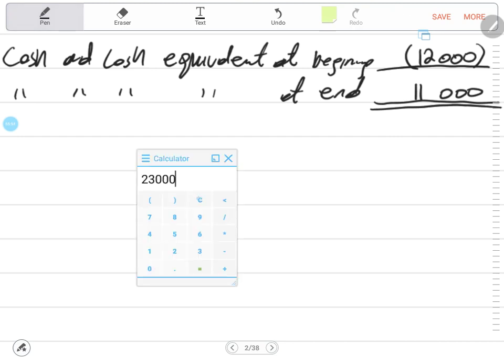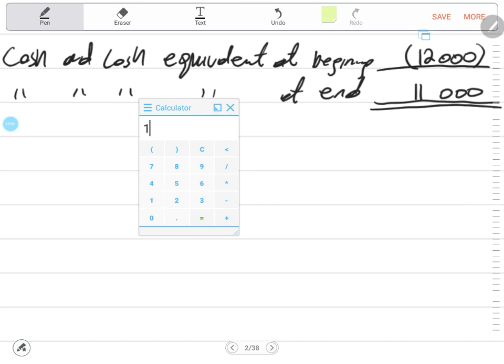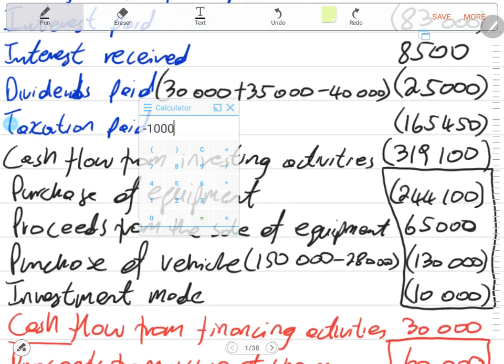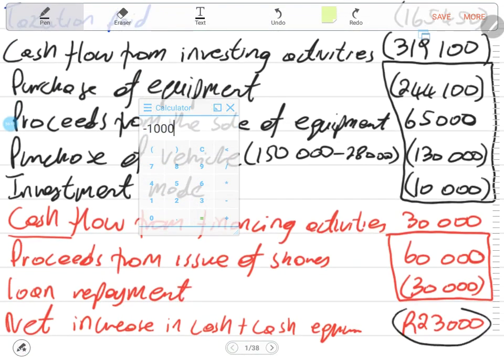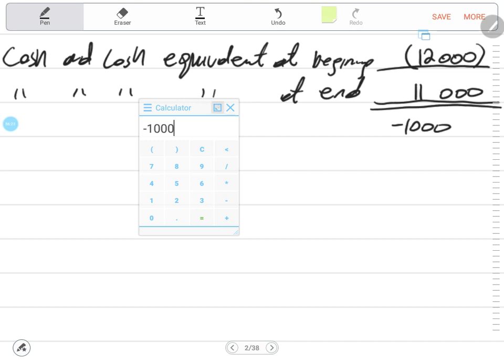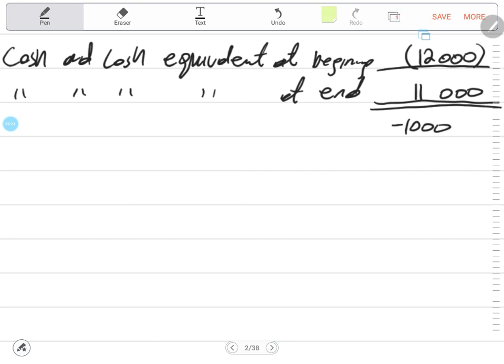Because one would be tempted to say 11,000 minus 12,000. If you do that, you get negative 1,000. And you wonder why, because you look at your net increase and it is 23,000. So now that becomes a problem in terms of the calculation. Hence I emphasize that it is very, very important to note.